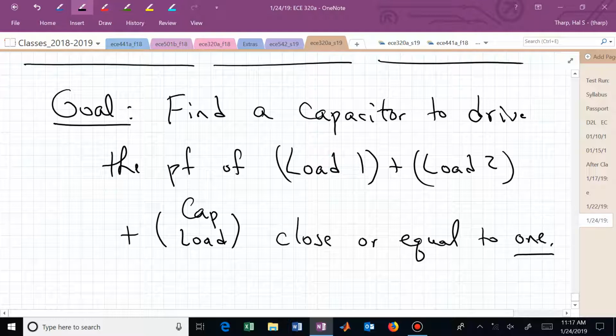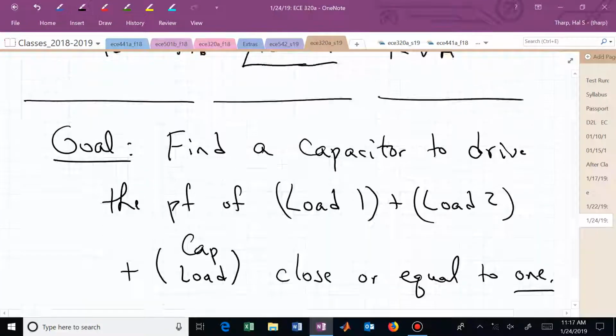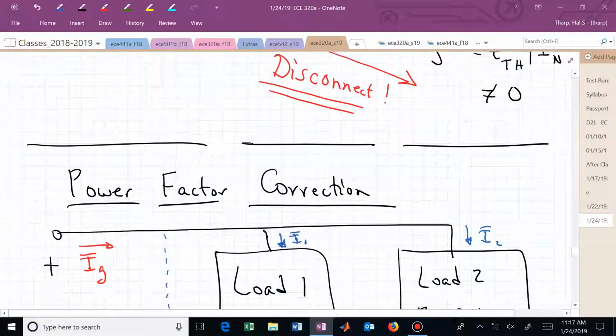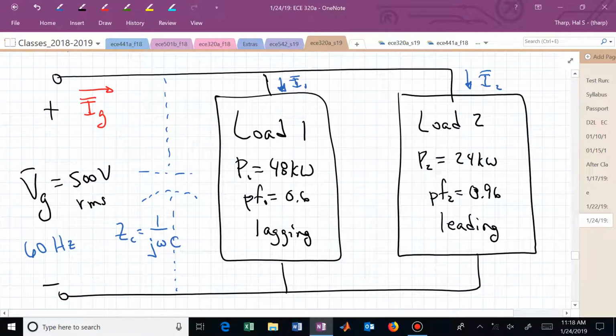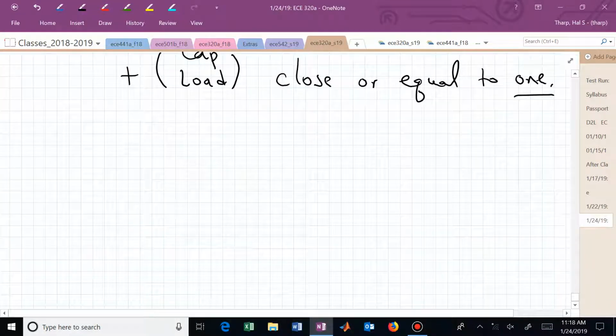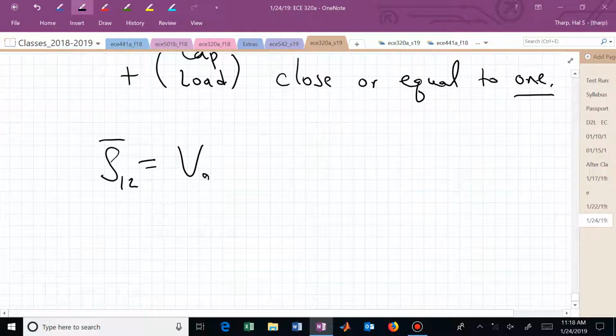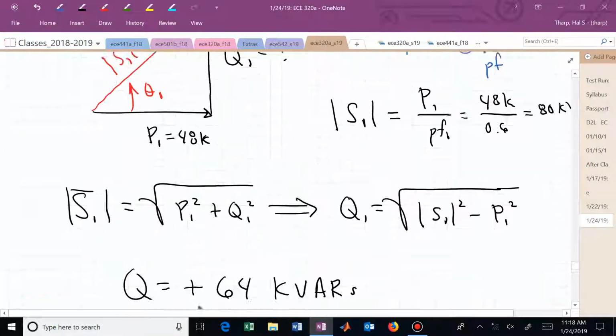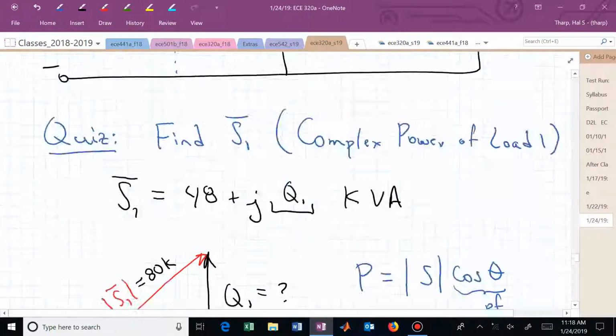And next time we will look at what that means relative to the current requested from our source voltage. You can now find I sub g. Now that you have S12, you could find what is required. So now we could go back and say S12 is V sub g times I, did I call it I sub g or I sub s? I'm sorry for scrolling back and forth. I sub g.